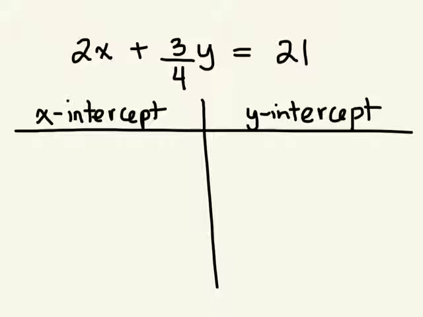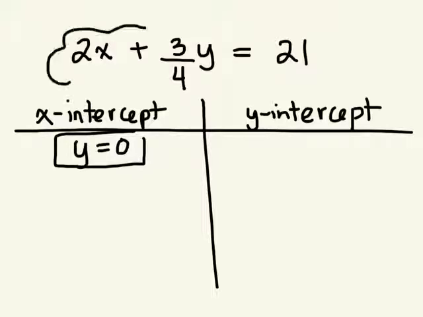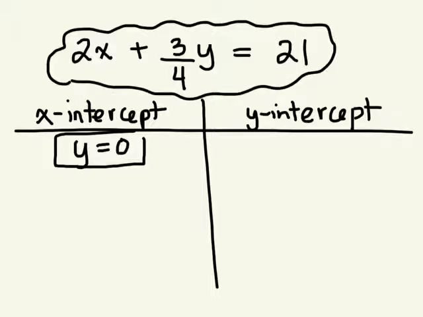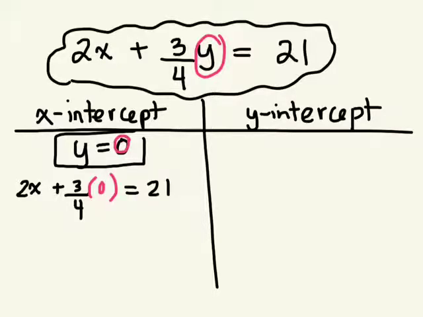X or y is equal to 0 if it's hitting the x-axis. What did we just figure out? Yeah. Y has to be equal to 0, right? Remember we said that the coordinate will be x, 0. So we're going to use the original equation that I gave you, and I'm going to replace this y with 0. Because if the y value is 0, the x value will be my intercept, right? So let's watch here. 2x plus 3 over 4 times 0, I'm making y 0, equals 21.